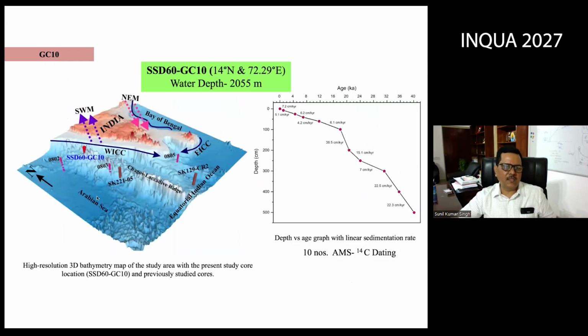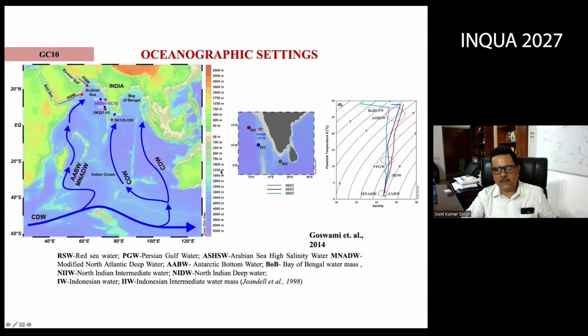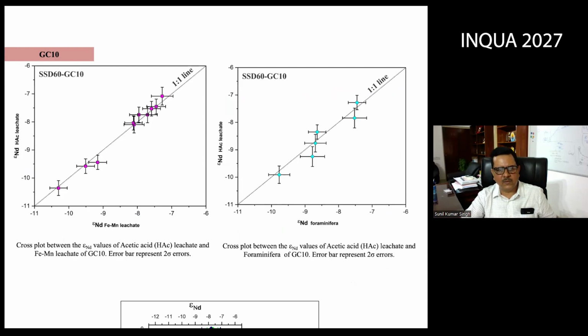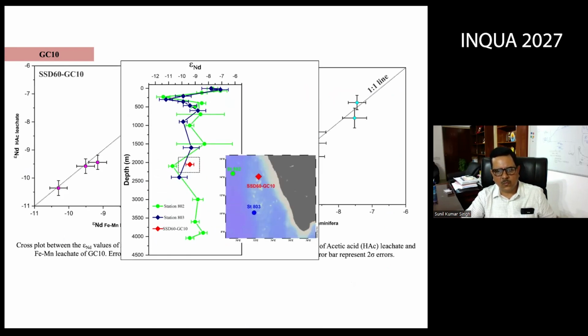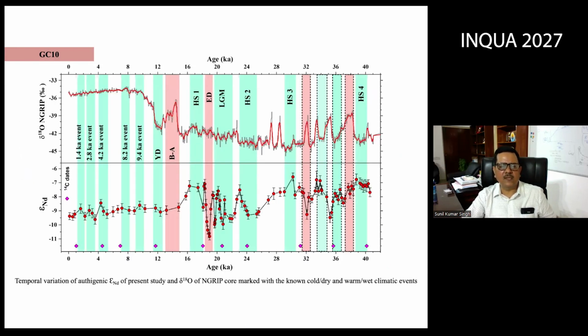Similarly, if you see the GC10 core, again a little bit away from this Lakshadweep basin, but still it is getting water mass from this area, and you can see the GC10 signature again. It is the top sediment is giving the water mass signature, so there is no problem. But here again, you can see the water mass, the neodymium isotopic composition of the authigenic phase. The water mass is changing significantly.